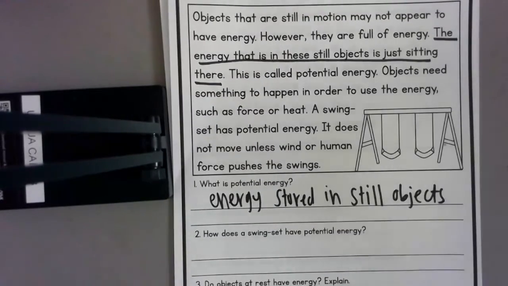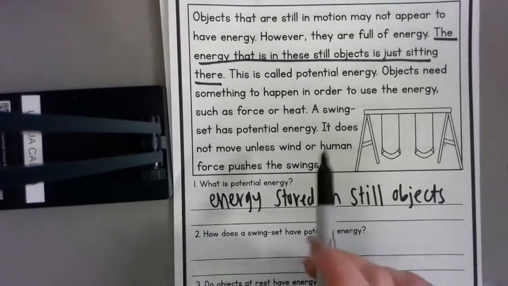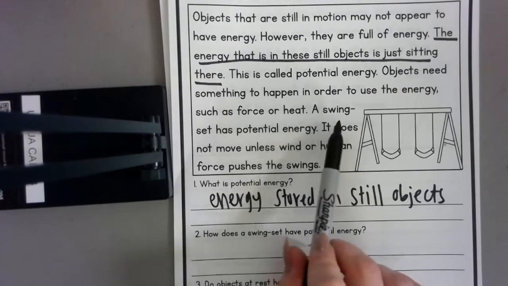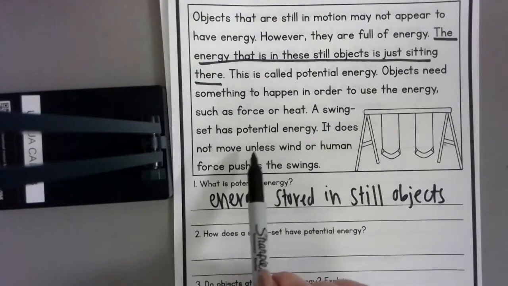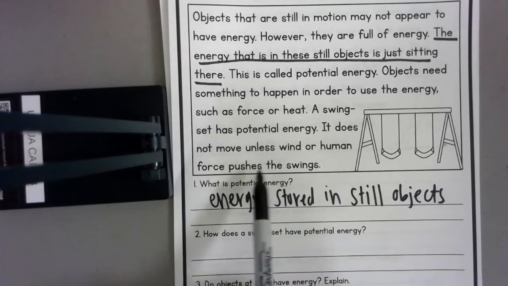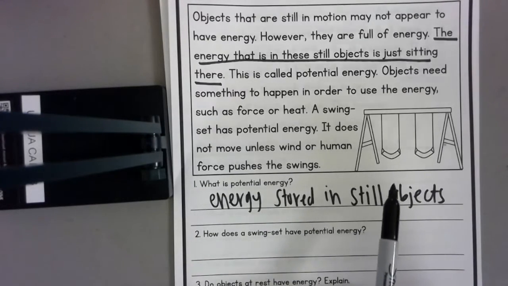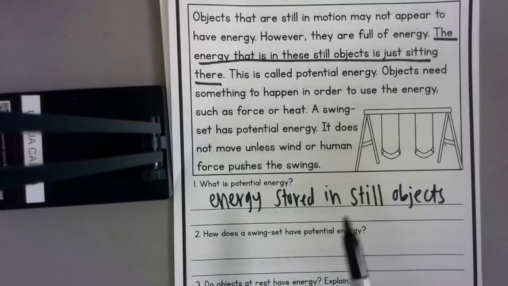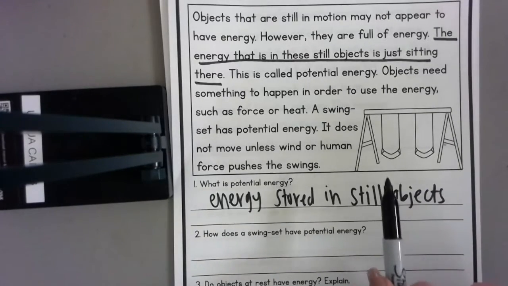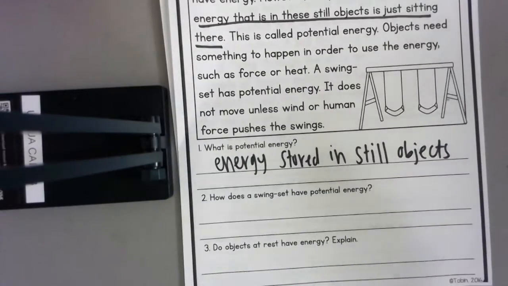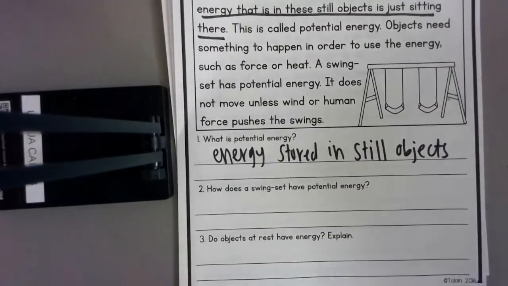So, thinking about right here, it says it has potential energy. It does not move unless the wind or human force pushes the swings. So it's sitting there and it has potential to have movement and to have energy, but it's just stored until someone comes along and pushes it, or the wind pushes it, or there's some kind of force that makes it move. So how does a swing set have potential energy?